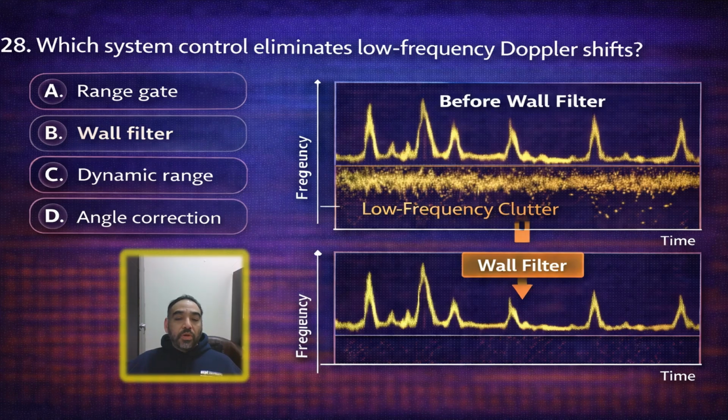So when we have low frequency clutter, think wall motion, or think wall filter. Wall filter is correlated with removing wall motion signals. If you think wall filter, think removing wall motion signals.